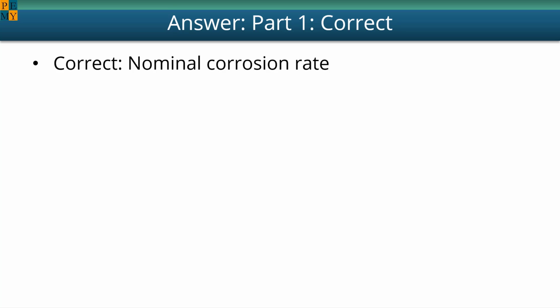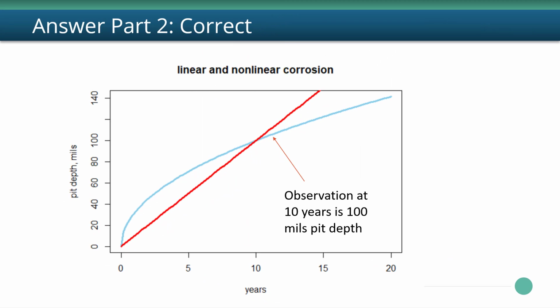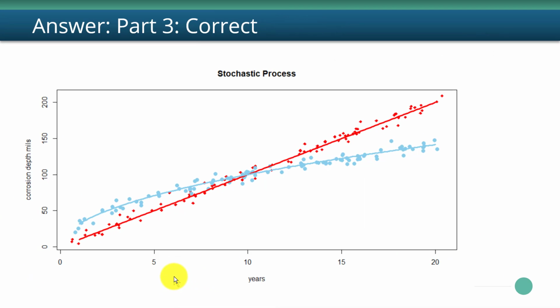Item 1 is correct because the nominal corrosion rate is just computed by taking the depth, 100 mils, divided by the time, 10 years, to get 10 mils per year. Item 2 is also correct. The corrosion rate before the observation at 10 years can be higher than the linear corrosion rate and less than the linear corrosion rate after the inspection. And the answer to part 3 is correct.